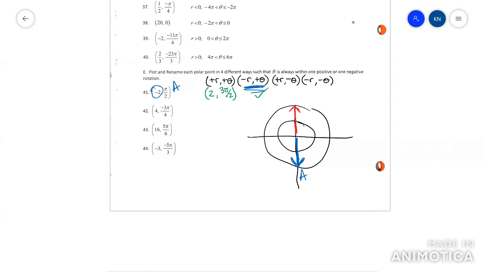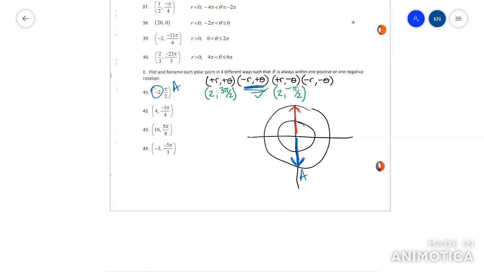Now we have to get a positive r with a negative theta. So positive r, it would automatically be +2. But with a negative theta, so like what angle when I rotate this way would get me to the location I wanted to be at? Well, that would be -pi over 2, because you're just rotating pi over 2 amount, but negatively.